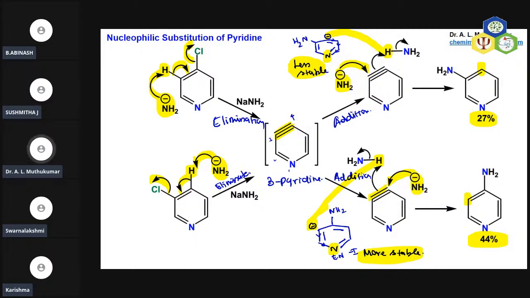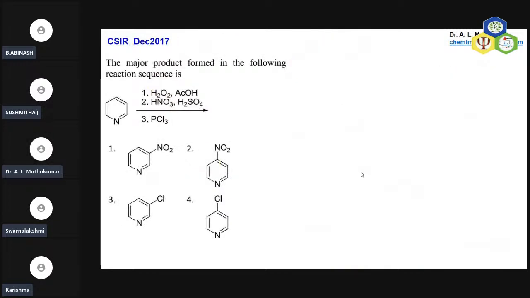Okay. So with this I have almost completed. I would like to discuss a few more questions based on pyridine as a reactant. You can check this question was asked in the December 2017 GSR examination. Pyridine is treated with hydrogen peroxide and acetic acid, followed by treatment with nitric acid and sulfuric acid as the nitrating agent, followed by treatment with PCl3. I have already explained the same reaction.